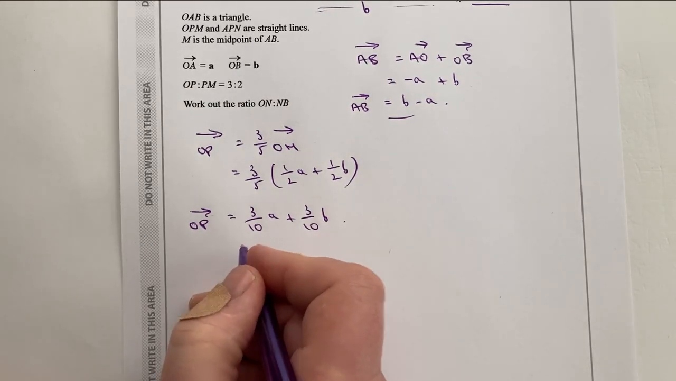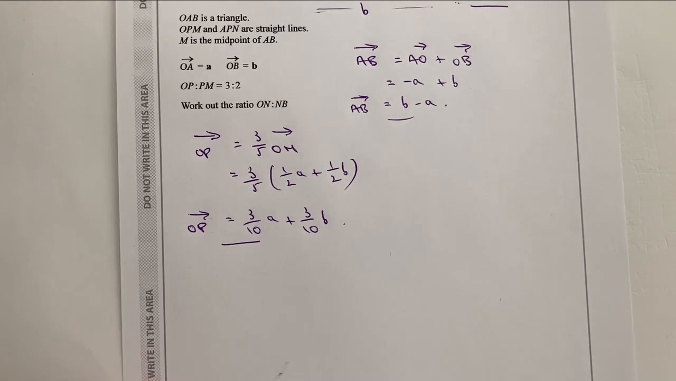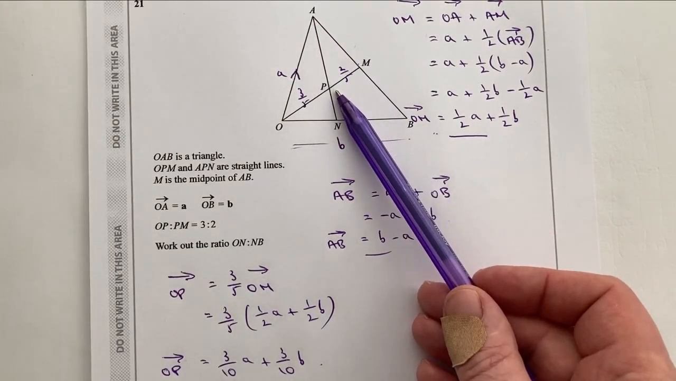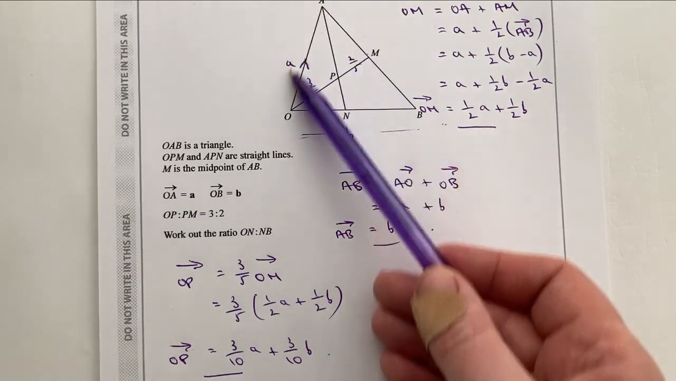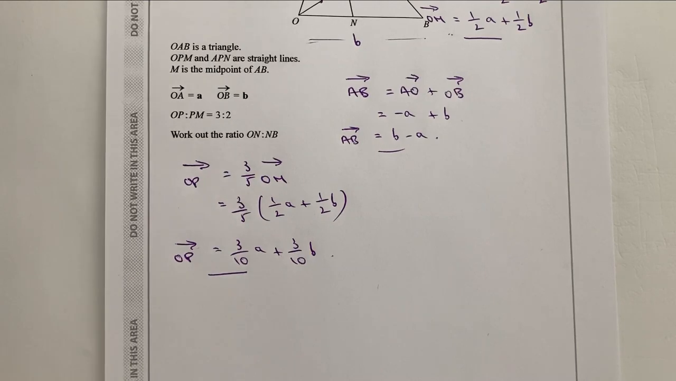So now I've got vector OP. So I've got three vectors, AB, OM and OP. My final little bit that I'm going to work out is going to be vector AP. So vector AP is going to be this one. I've got OP, I want AP, which is this one down here. Well, what do I know about it? Well, AP is going to be AO plus OP. So again, I can use that information.